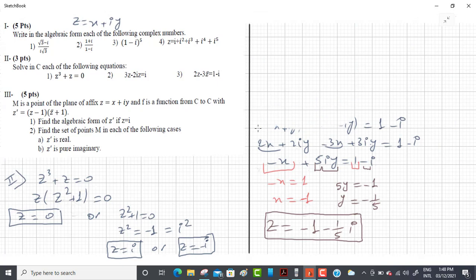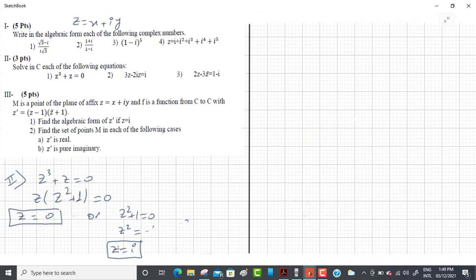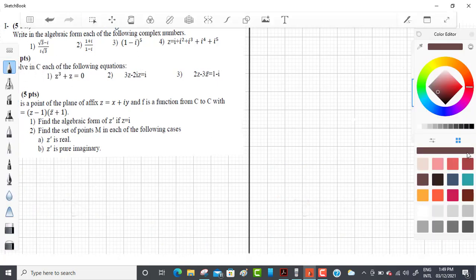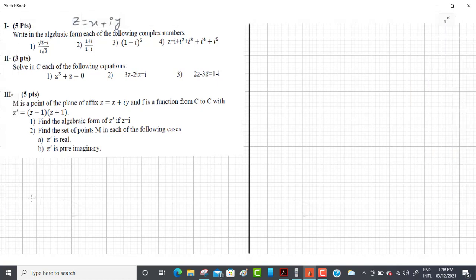Now exercise number 3. Let M be the point of affix z, x plus iy, and there is a function f from the plane to C. z prime is a complex number in terms of z. z prime equal (z minus 1) times (z bar plus 1). Part 1. Find z prime if z equal i.